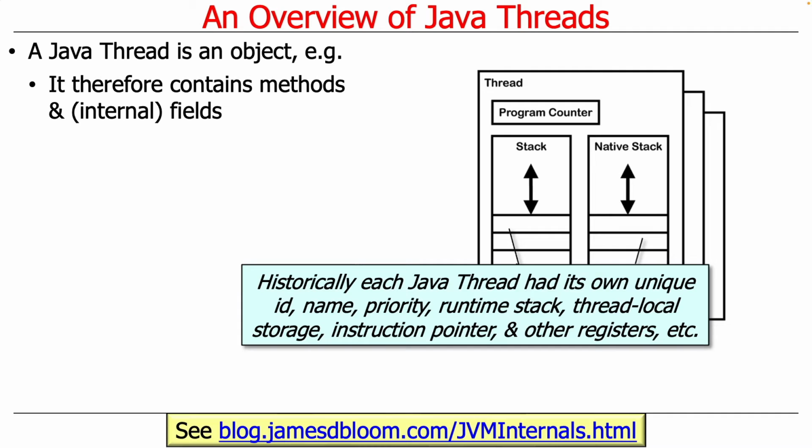Historically, because of this state, each Java thread had its own unique instance of its name, its priority, its ID, its runtime stack, its thread local storage, various registers and instruction pointers it has, and so on. Now, when we talk a little later, we'll see there's also a bunch of shared state that is shared between things when you have threads. But there's a lot of stuff that's internal and unique to a thread. So this is basically data or information that resides with each thread.